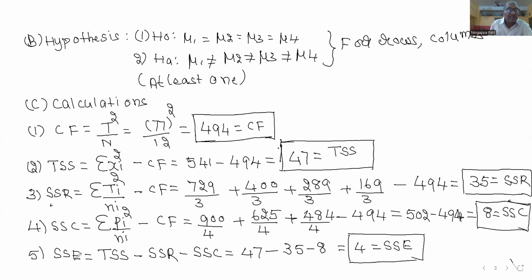And SSE equals TSS minus SSR minus SSC. TSS is available here, 47, SSR is available here, 35, and SSC, 8, is available here. And this gives 4. Look here, all the calculations are over. My dear students, remember all these things in your mind, because they are important for examination purposes.